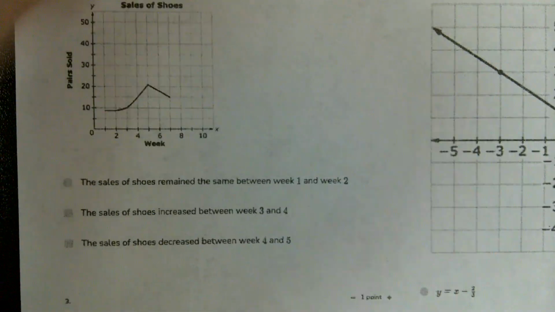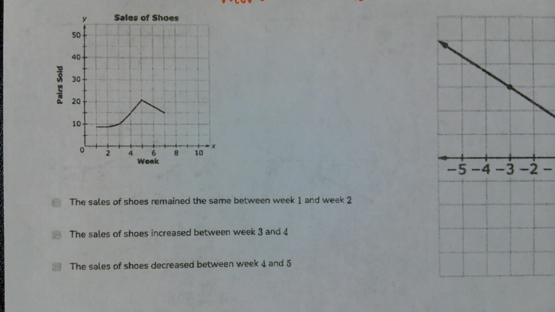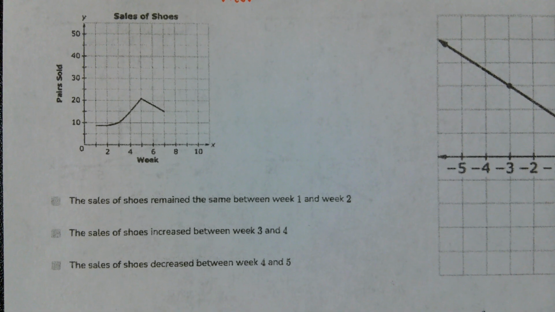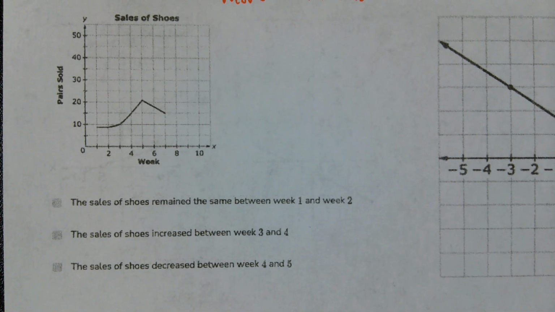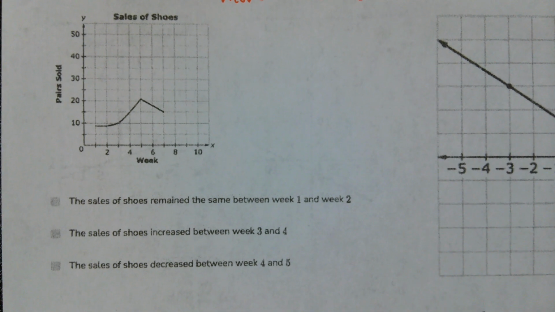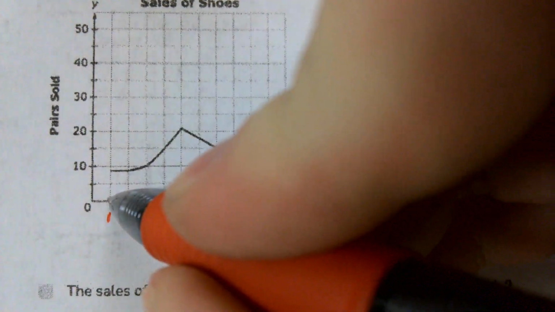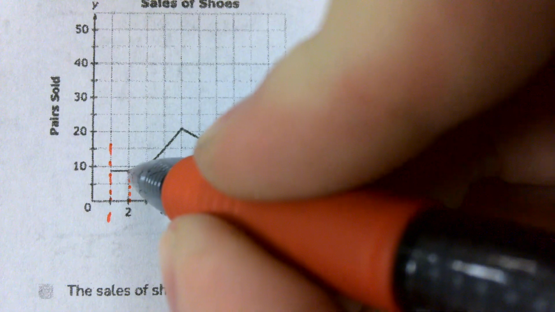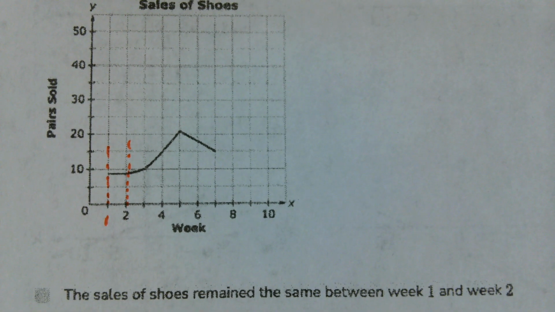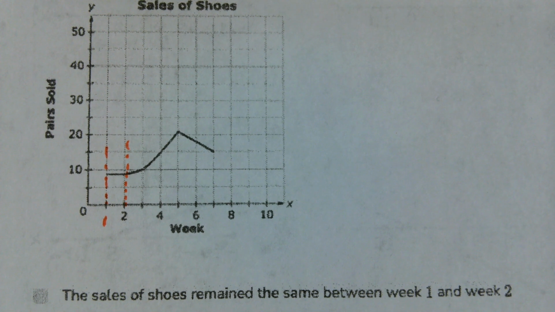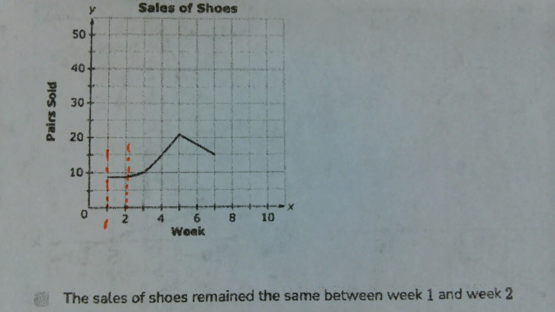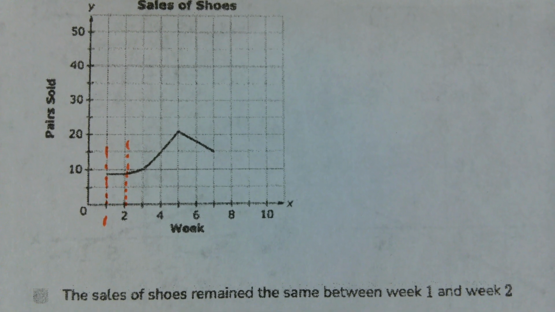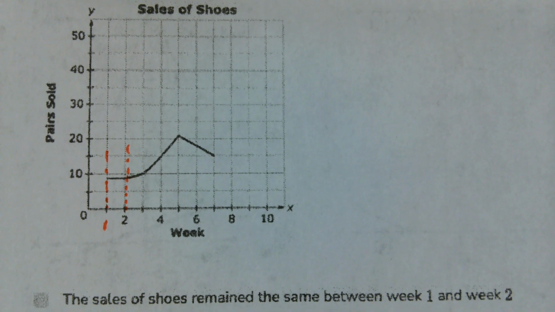Let's take a look. Option A says the sales of shoes remained the same between weeks 1 and 2. Go ahead and find the interval or the space between weeks 1 and 2 on this graph. We're looking down at the x-axis where we have weeks. We're going to look in between 1 week and 2 weeks. So that small section of the graph right there. What's happening with our graph in that identified section? What does that part of the graph look like? Does it look straight? Does it look flat? Does it look curved? Let's describe it. What does it look like?